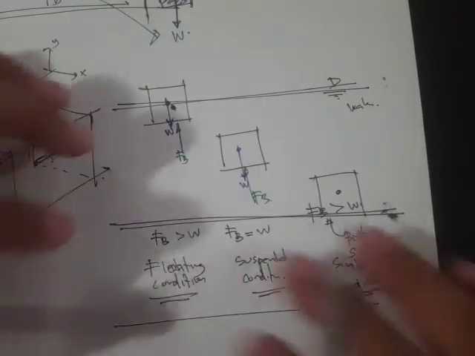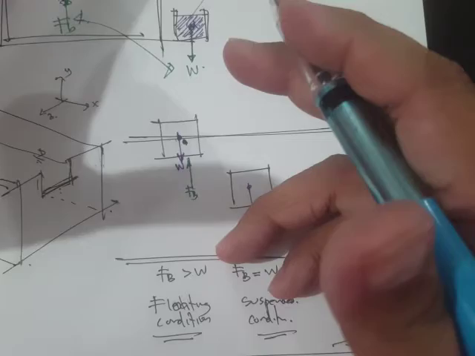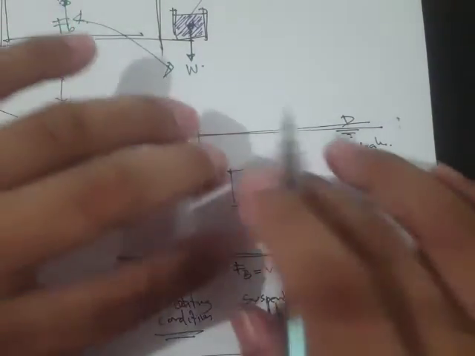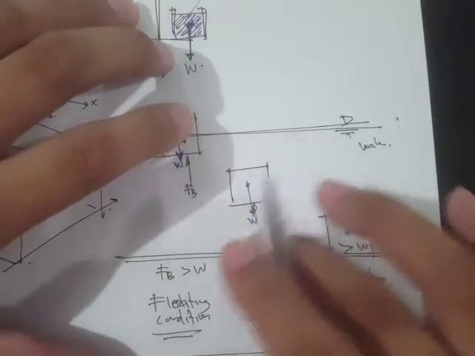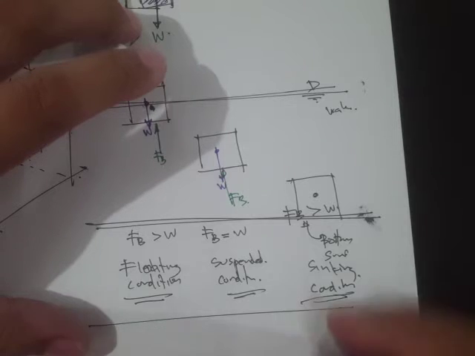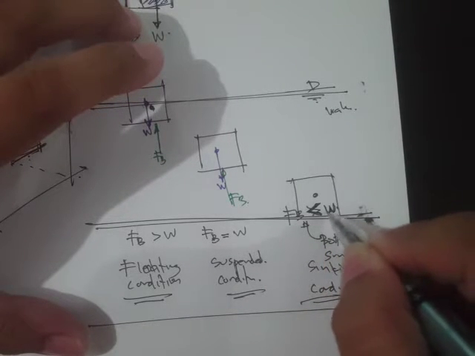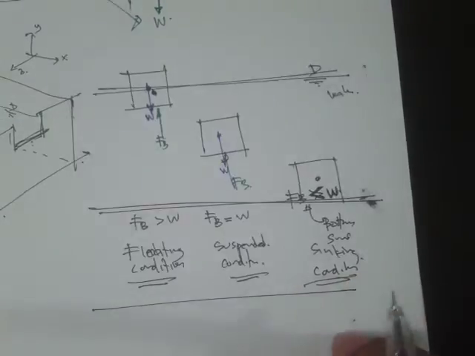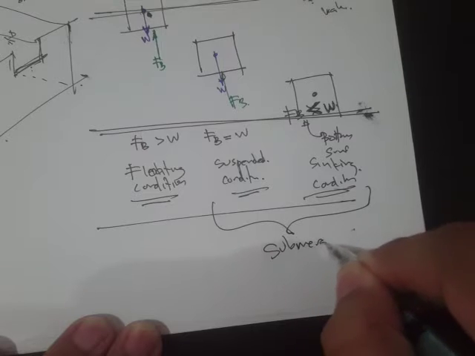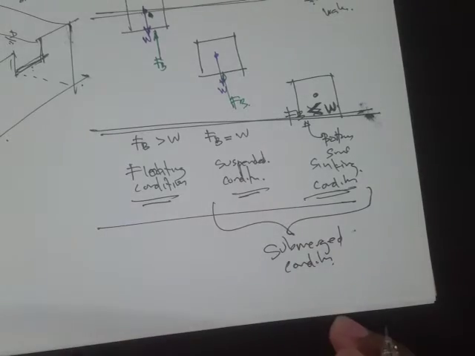Again, if the buoyant force is greater than the weight, that object will float. If they're just equal, it will be suspended somewhere right here. And if the buoyant force is less than the weight, it will sink. This one is what we call the submerged condition, and this one is the floating condition.